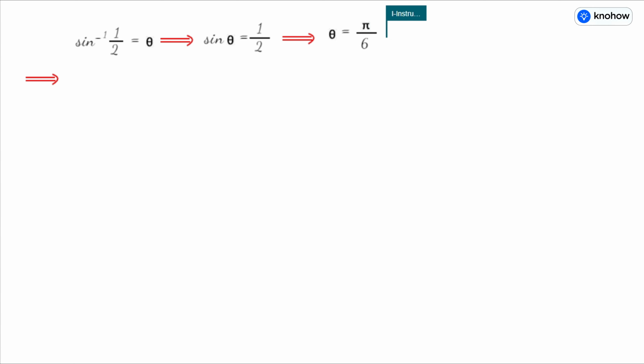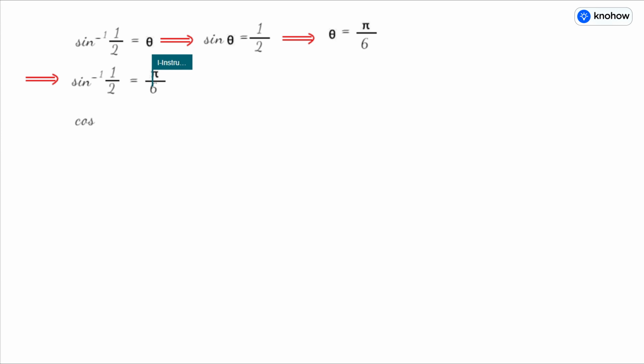Say for example, can you tell me what is the value of sine inverse half? As per definition, inverse function is an angle. So sine inverse half is an angle theta for sine theta is half. And what is that angle whose sine is half? It is 30 degree or pi by 6. So we may safely say that sine inverse half is pi by 6.